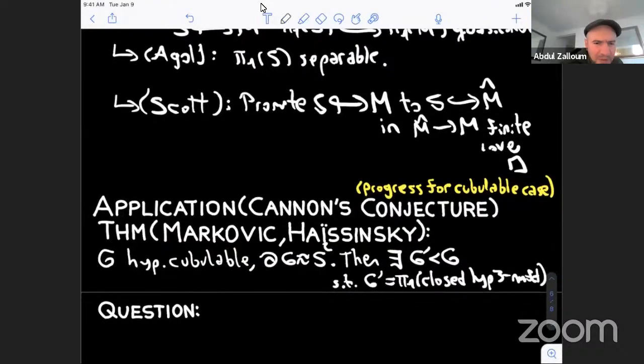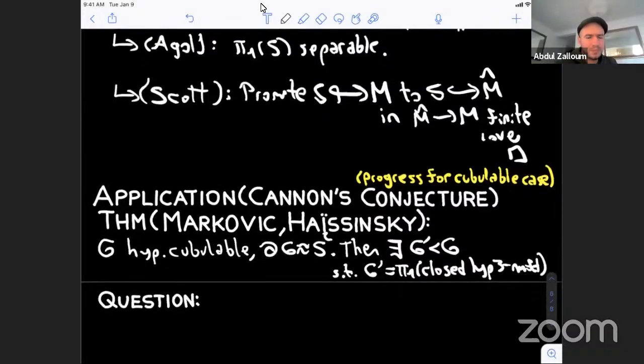Sorry, you mentioned if the boundary is S1, then the group must be virtually a surface group. Does that assume cubulability, or not? It doesn't, because it's implied by having the boundary. Indeed, this is one of the exercises for tomorrow. Bowditch implies cubulability. But that is not true if the boundary is S2, because in general we don't have surface groups inside, and that is open.